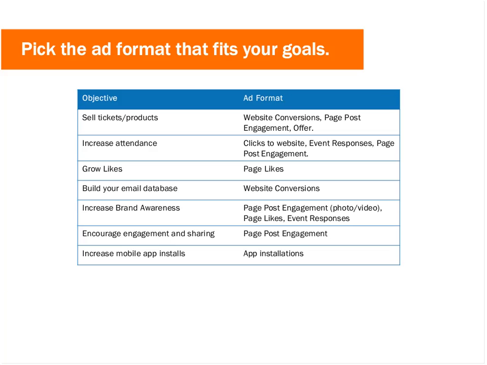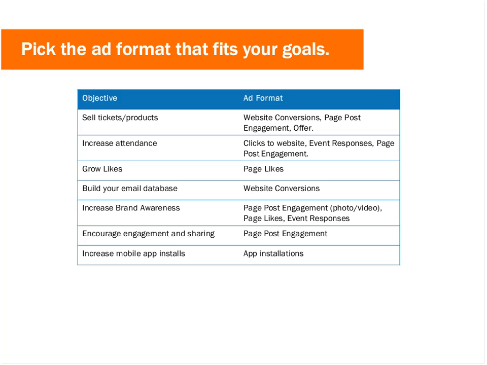For increasing attendance at, let's say, a free event, I'd recommend using the clicks to website ad format. You could also use an event response. We did that very successfully for the White Night event in Melbourne, where we were promoting an event we created on Facebook to allow people to RSVP and invite their friends. If you want to grow likes, really the best and only way to do that is to use the page likes ad format. At the moment, like I just said, I perhaps wouldn't recommend doing that a great deal or spending much money on that.